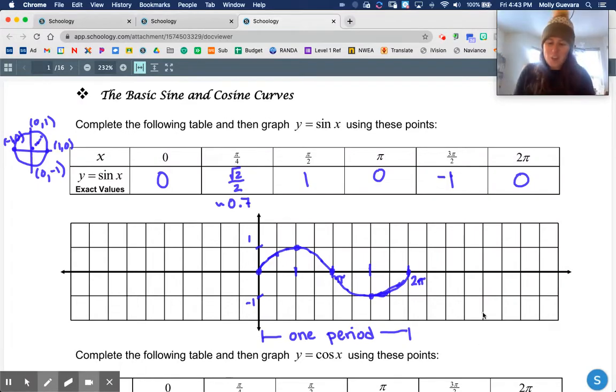Okay, so then what happens is I can just keep repeating this. I can draw 4 tick marks. And now this would be 4 pi, right? Twice around the unit circle. And it would just keep going.